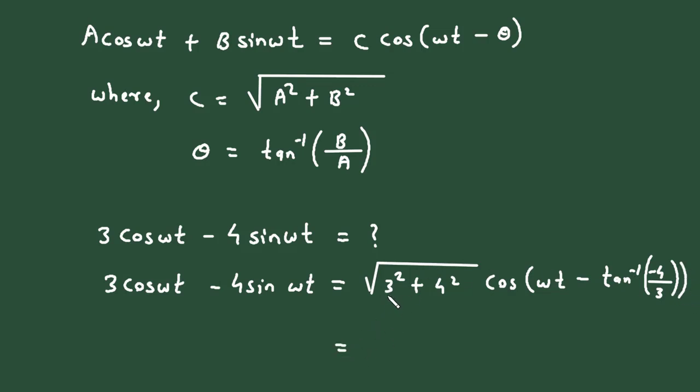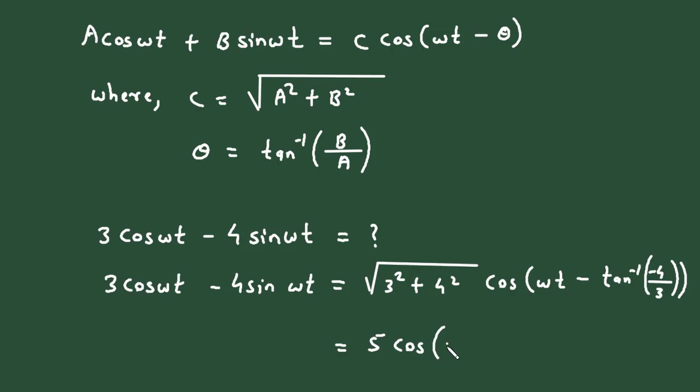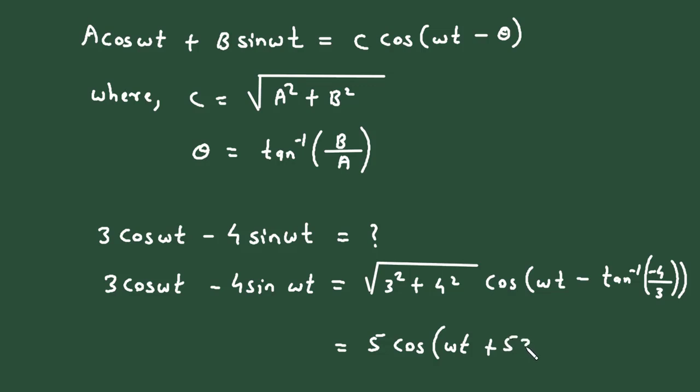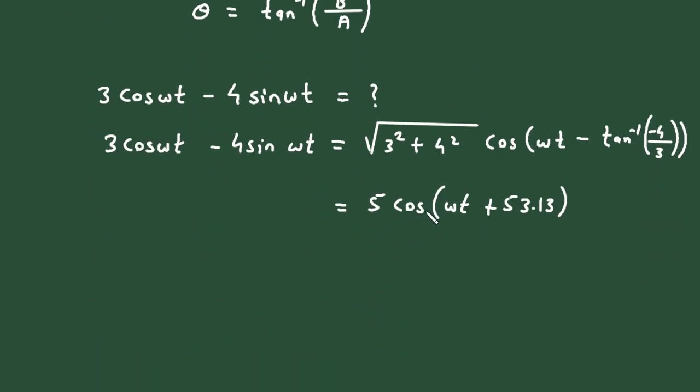So, under root of 3 square plus 4 square, it is 5 cos omega t minus tan inverse of minus 4 by 3. So, it is minus 53.13. So, minus minus, this will be plus 53.13. So, this is the resultant of this 2, 5 cos omega t plus 53.13.